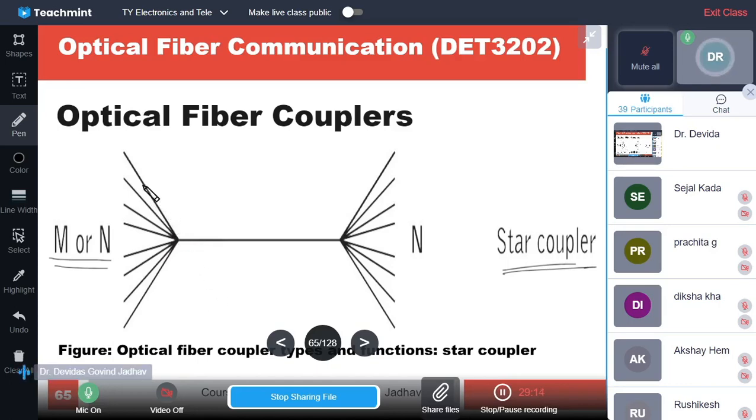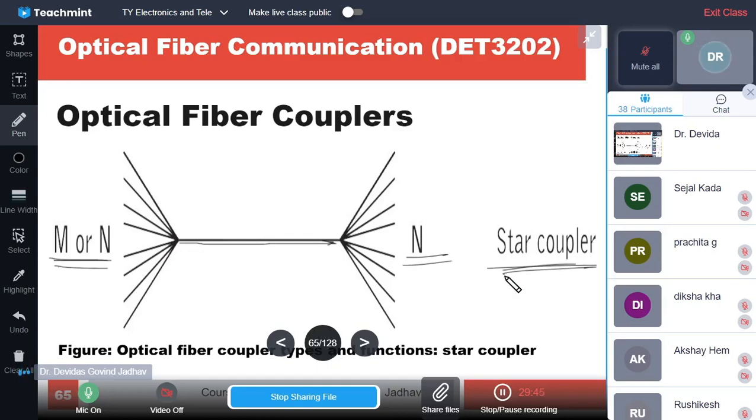So all these fibers, M number of fibers or N number of fibers, their signals are combined in a single fiber. Then that is carried over from transmitter to receiver, from one location to another location, and again it is split into N number of fibers. So from M to N, the signal is shared among N number of fibers.